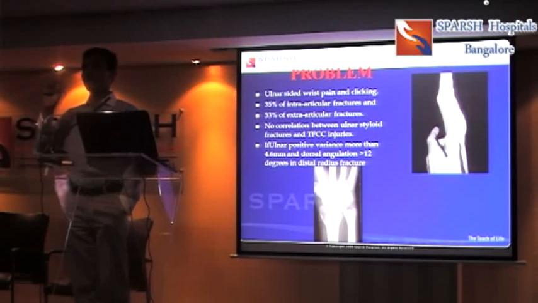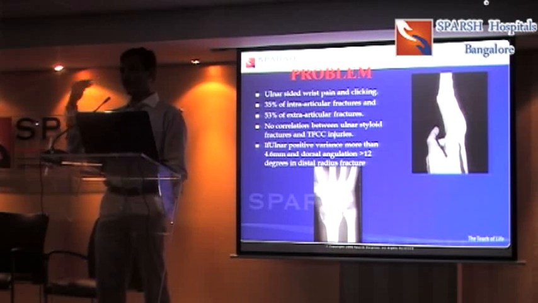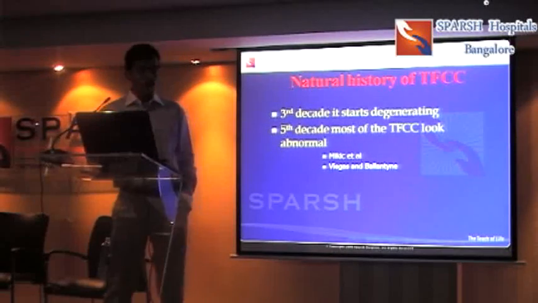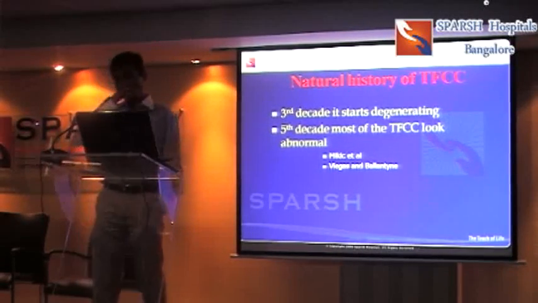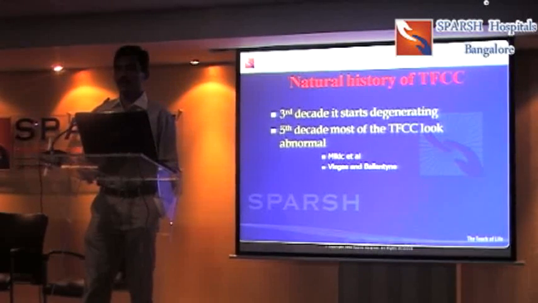So that's why when you see a patient with a distal radius fracture who is angulated and has ulnar positive variance, where there is radial shortening, you try to reduce it to the perfect anatomical position. Okay? The natural history of TFCC is that everyone naturally starts degenerating after the third decade.